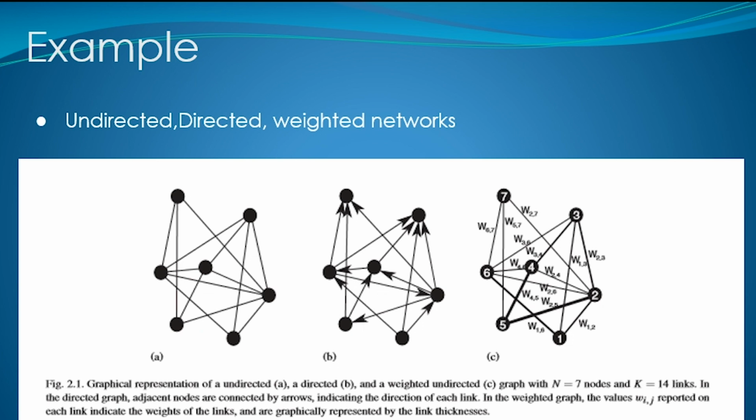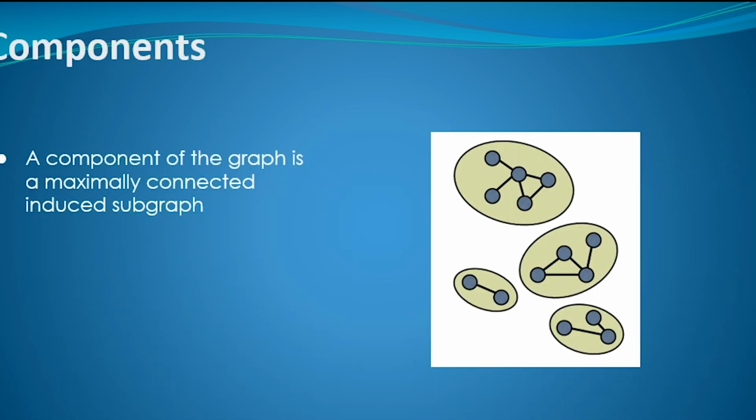So these are the major types. Anyway, we represent vertices by circles and edges by lines. You are all familiar with this basic notation of graph theory. And also we may have components. A component is a connected subgraph which is also maximal. So this is a component, this is a component, this is a component, and this is a component.